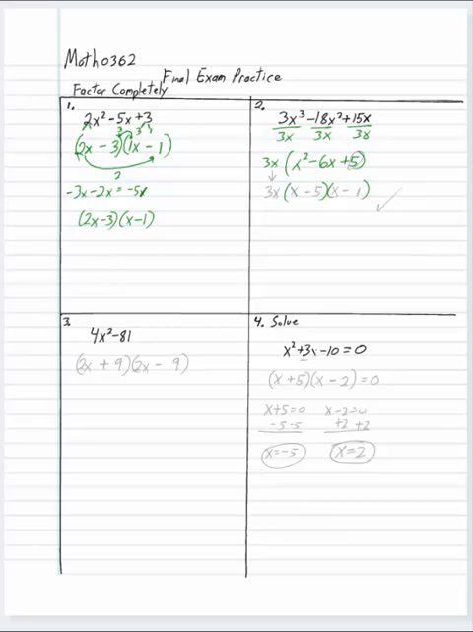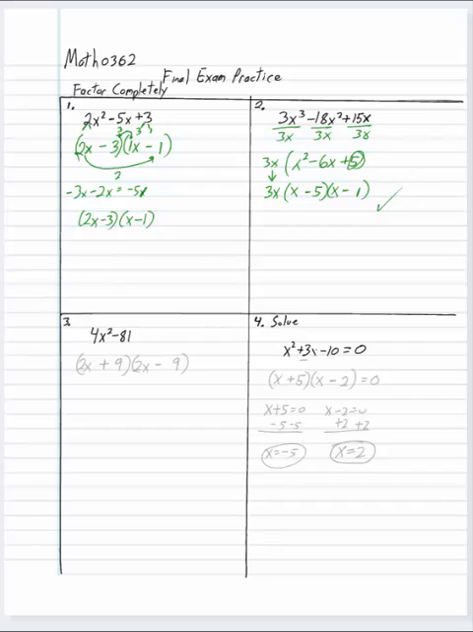X squared has to break up into x and x. The only numbers that make 5 are 5 and 1, so I have to use that. And can 5 and 1 make negative 6? Sure, if they're both negative. And then this 3x that we had just kind of comes down, and we're done.